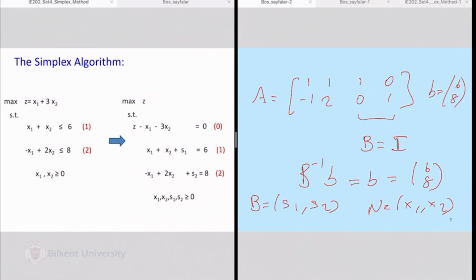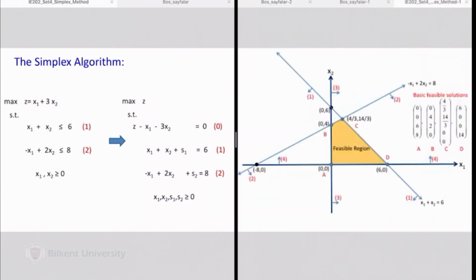In other words, what does it mean in terms of my graph? I am starting at the origin because these are my X1 and X2 values equal to 0, and I am having S1 and S2, the slack variables, as my basic variables in the extended system in which I have 4 variables instead of 2. Does it make sense?